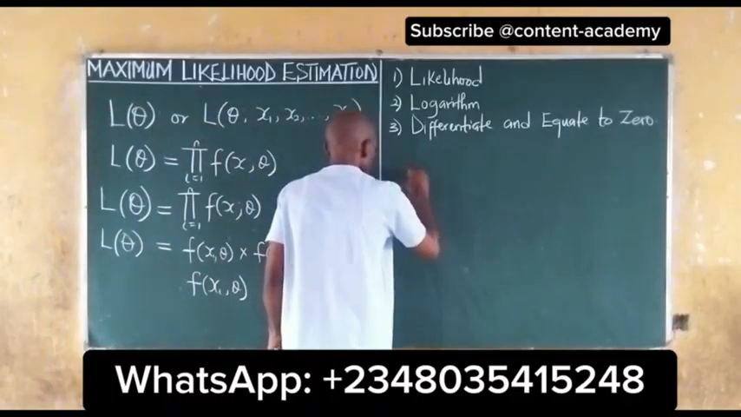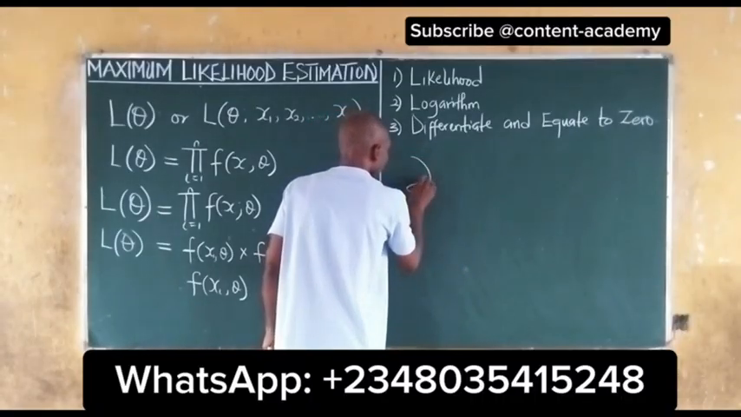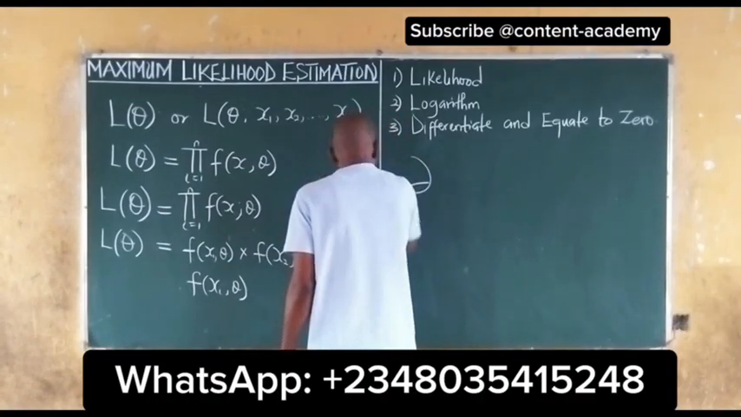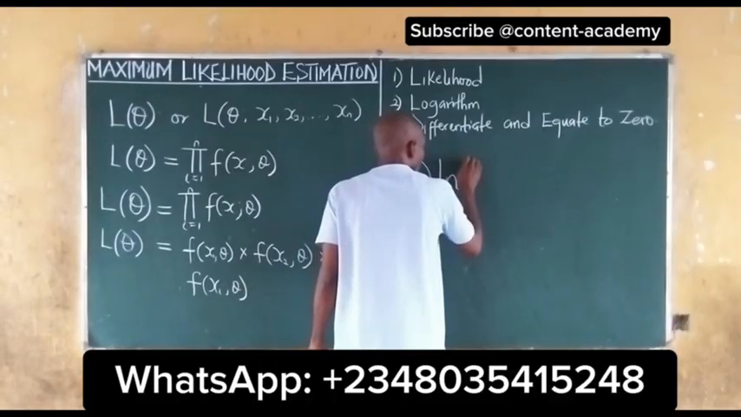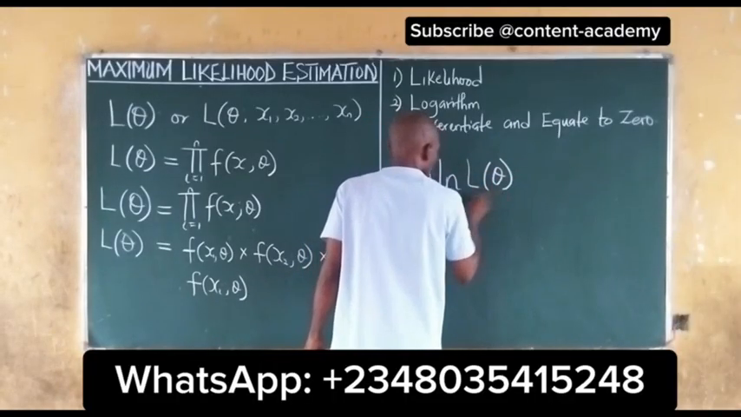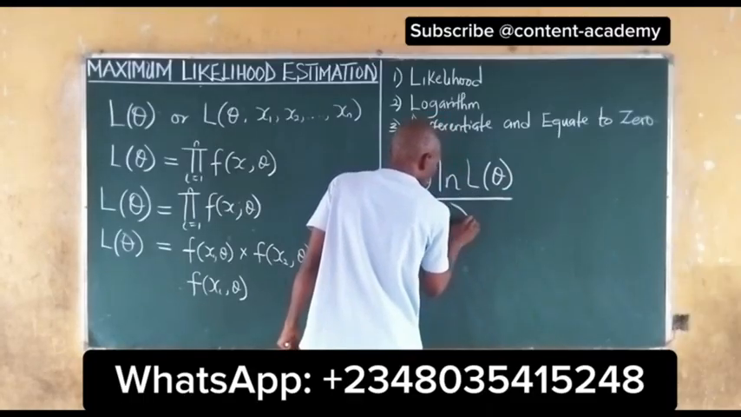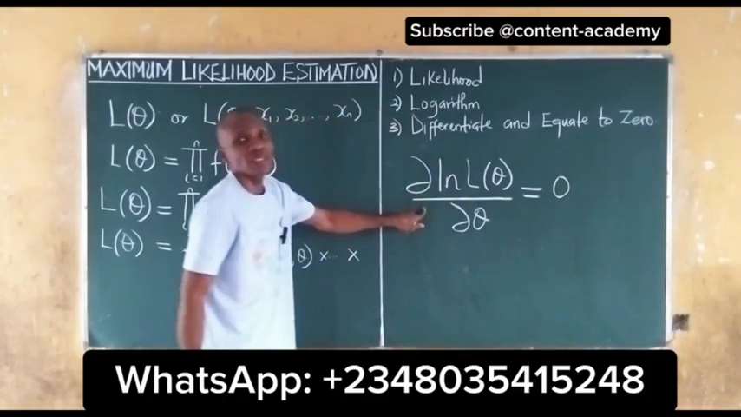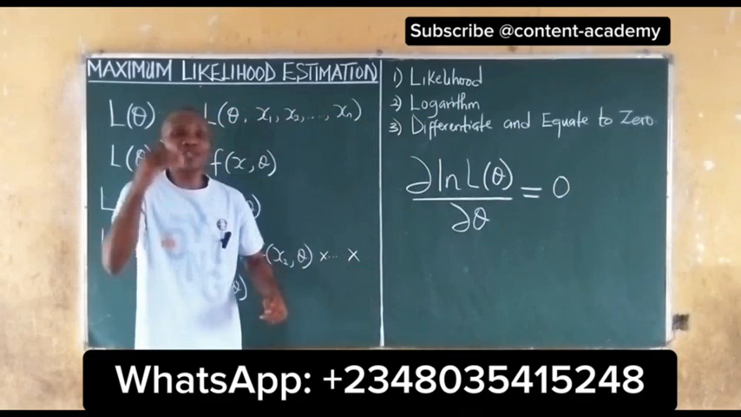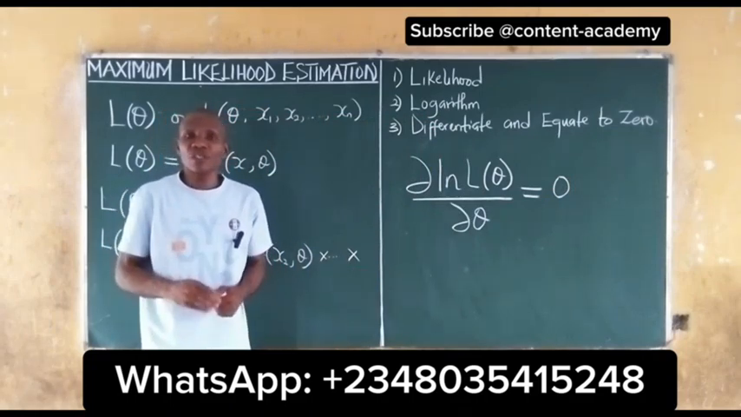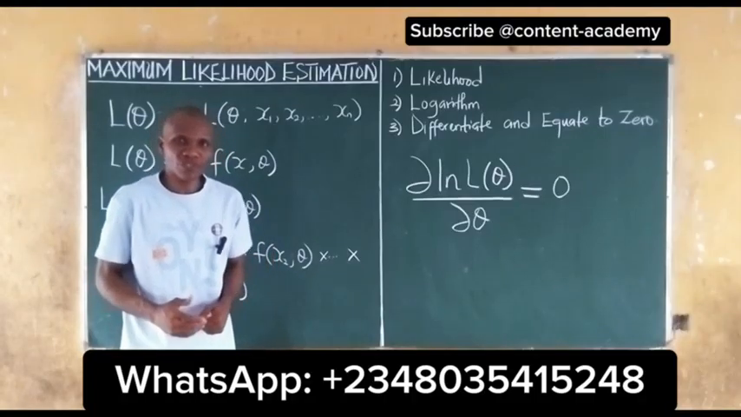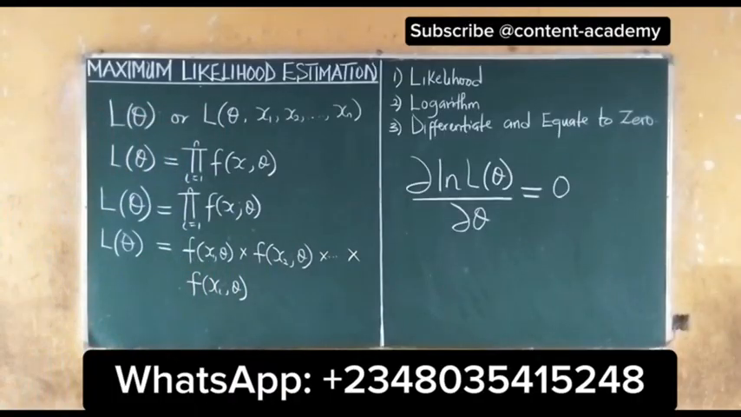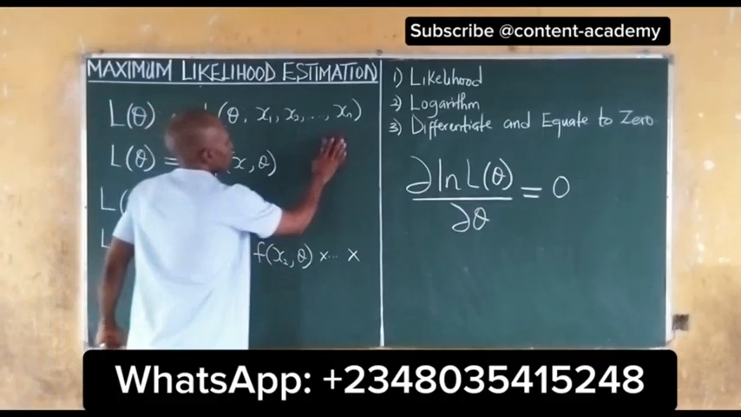That means all we have just said can be written as the derivative of the log of the likelihood function of any distribution with respect to theta, which is equal to 0. So once we do this, we have gotten the maximum likelihood estimation of any given distribution. So we'll take some examples on this so that we understand this concept very well.